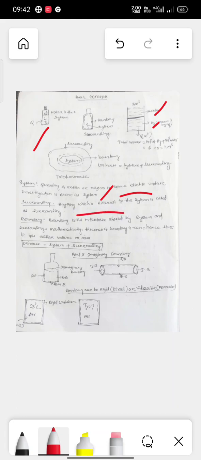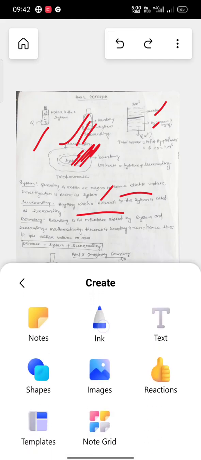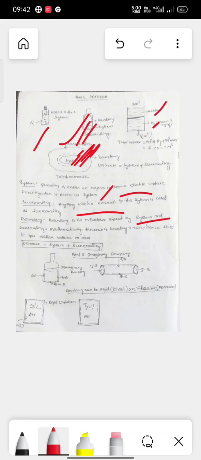What is surrounding? Anything which is external to the system is known as surrounding. This is my system, and anything external to the system is your surrounding. Then what is boundary? Boundary is nothing but the interface shared by the system and surrounding. It is the physical interface shared by the system and the surrounding that is known as boundary.